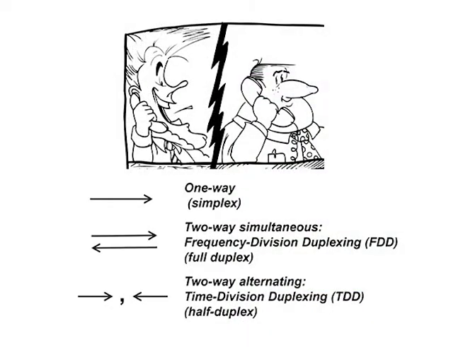Television is one-way communications. Phone calls and internet access, of course, require two-way simultaneous connections, sometimes called full duplex. Using different frequencies for the base station's transmitter and the mobile's transmitter to allow two-way simultaneous communications is called frequency division duplexing, FDD. The alternative is to assign the same frequency to the base station and the mobile and have them alternate transmitting in time, called time division duplexing, TDD, also known as half duplex.